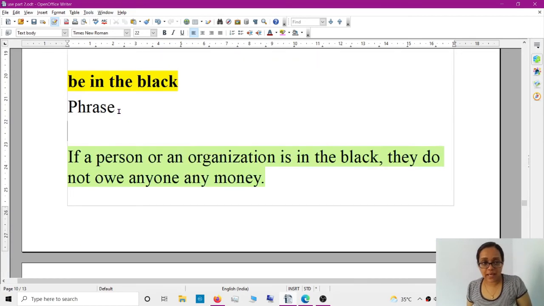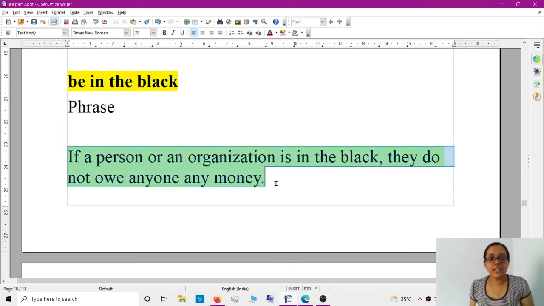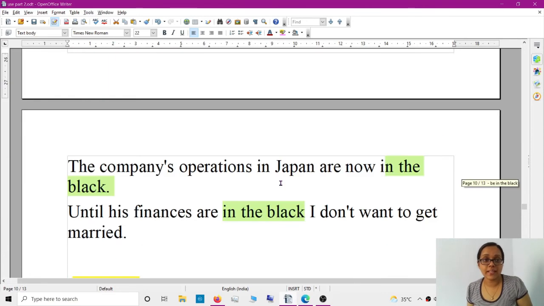So, be in the black. Be in the black means if a person or an organization is in the black, they do not owe anyone any money. So that is the meaning of be in the black.